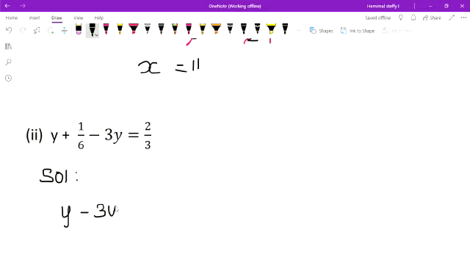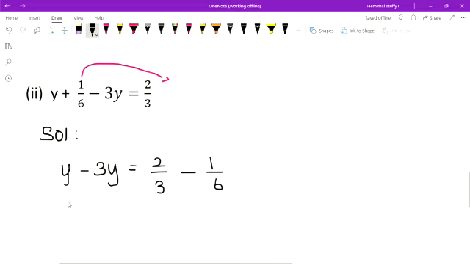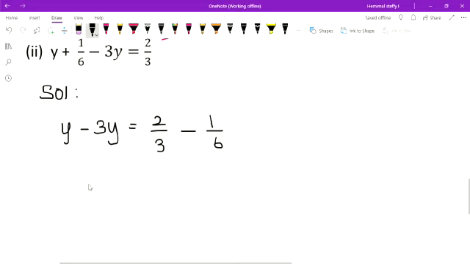Then I bring down the constant also to the next side. 2 by 3 I already have. I bring down the 1 by 6 to the opposite side. It has plus, so it changes to minus of 1 by 6. Then these like terms we can subtract. It gives minus 2y.